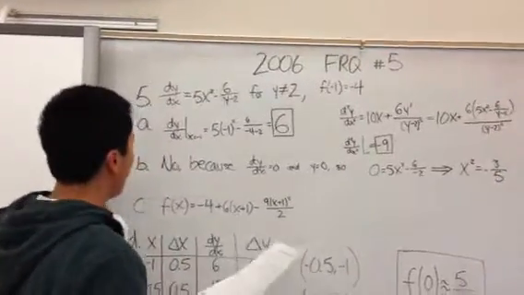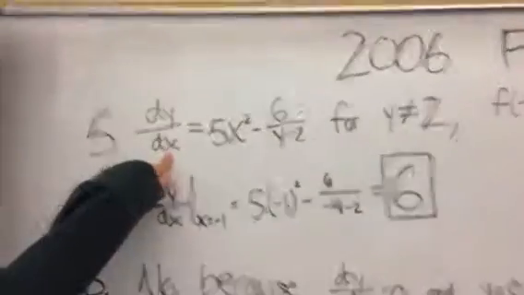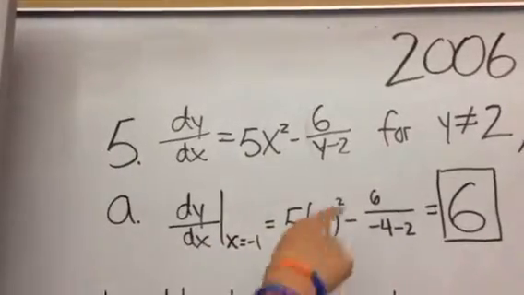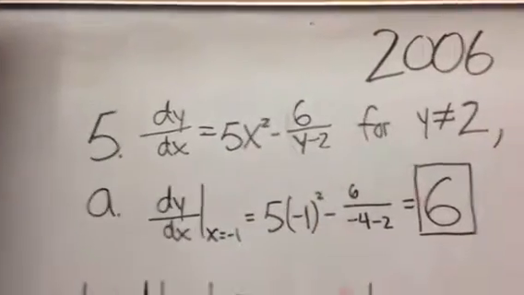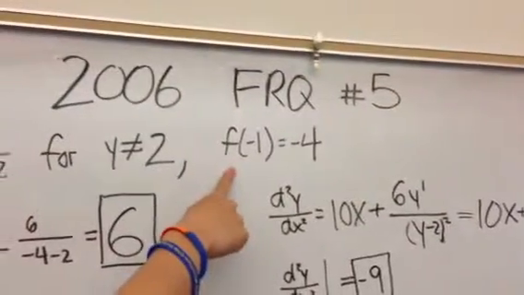Alright, so this is the fifth free response question in the 2006 AP, and it's about differential equations. The information they give you is that dy/dx equals (5x squared minus 6) over (y minus 2), where y does not equal 2, and the initial condition that f of -1 equals -4.